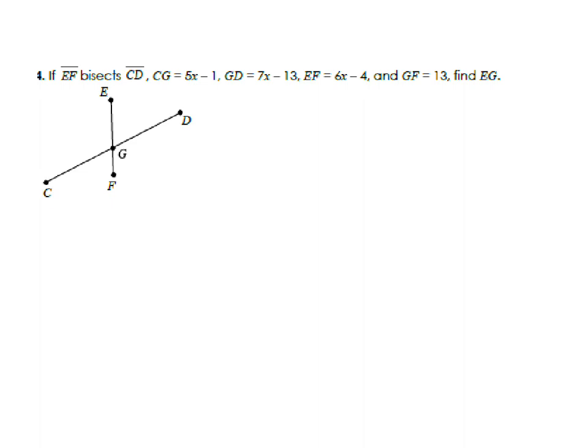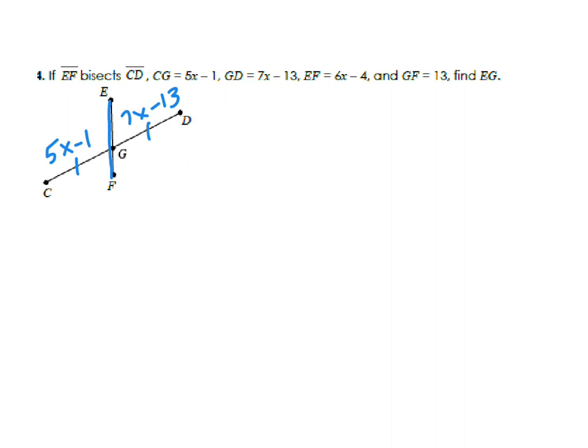Alright, if EF bisects CD, so EF here bisects CD, that means it cuts CD into two equal pieces. From C to G is equal or congruent to G to D. CG equals 5x minus 1. GD equals 7x minus 13.